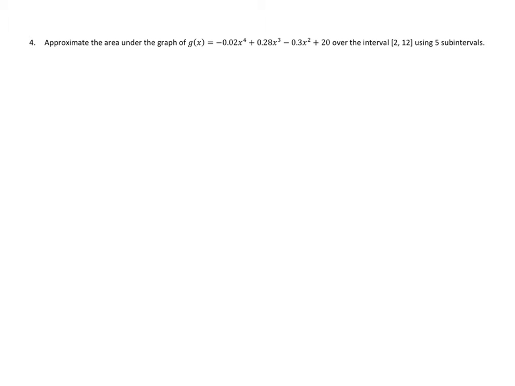In this example, we're going to approximate the area under the graph of g of x equals negative 0.02x^4 plus 0.28x^3 minus 0.3x^2 plus 20 over the interval 2 to 12 using 5 subintervals. I want to begin by taking a look at what the graph of this function looks like, so we get an idea of what we're working with.